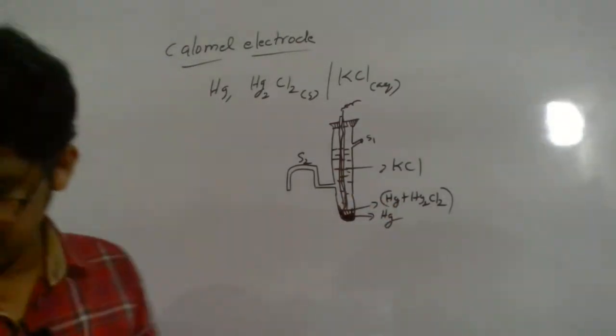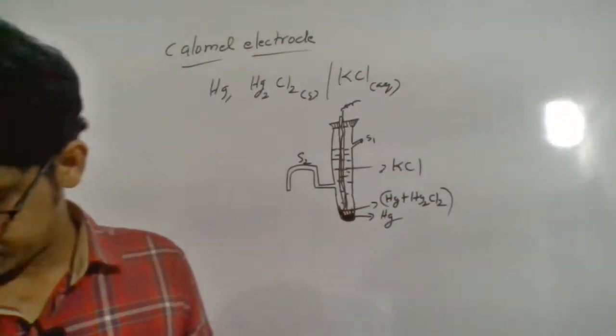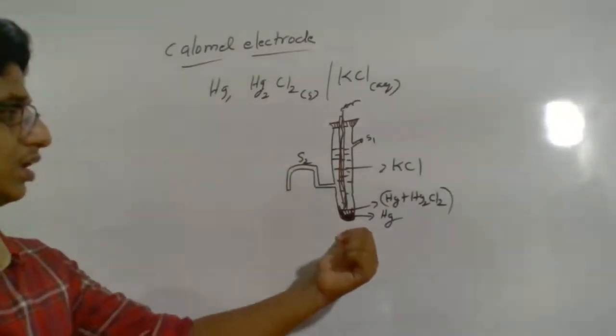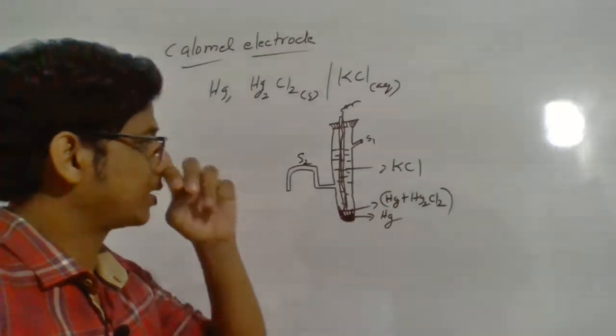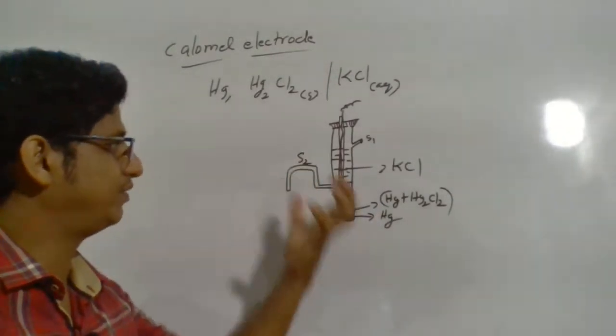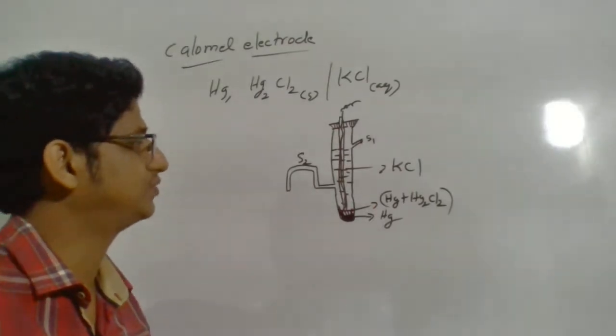So this is the way you can represent a calomel electrode. The key points are what? It consists of mercury in contact with its own insoluble salt, that is mercurous chloride, in which an aqueous KCl solution is filled.